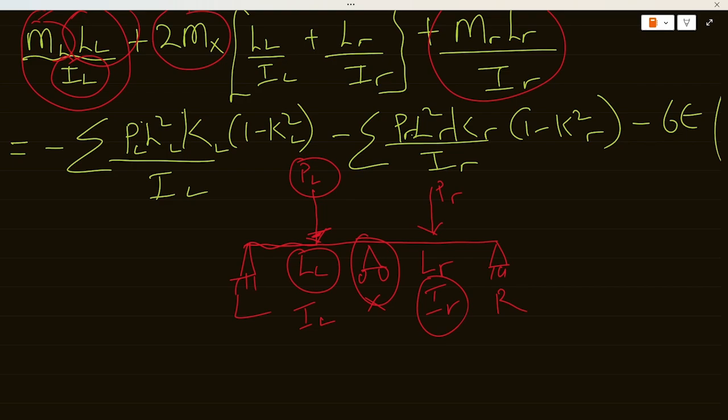Now, what I just explained is this. This term here, which is PL, is basically the point load applied in the span left of the interior support. PR is the point load applied right of the interior support.